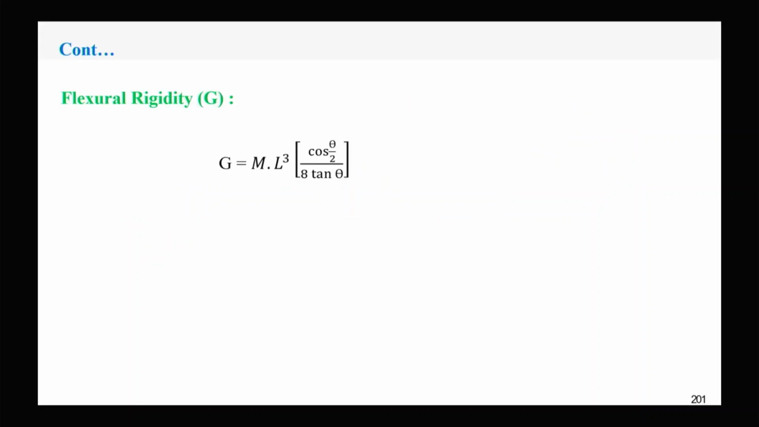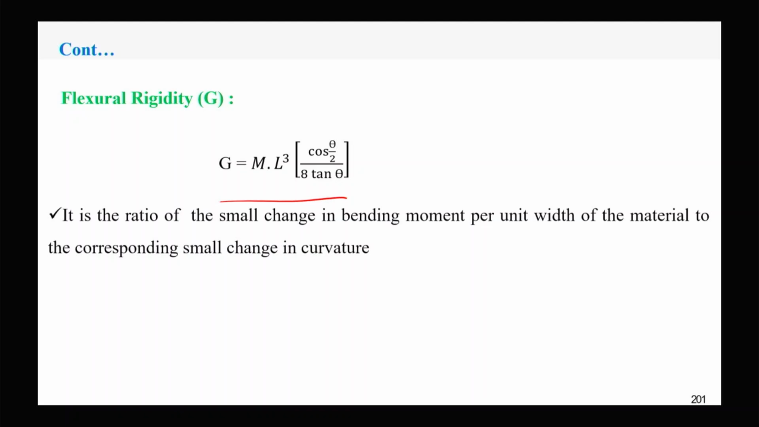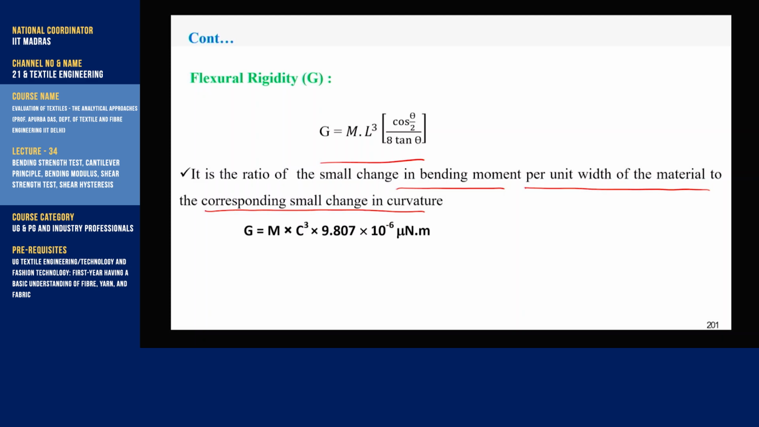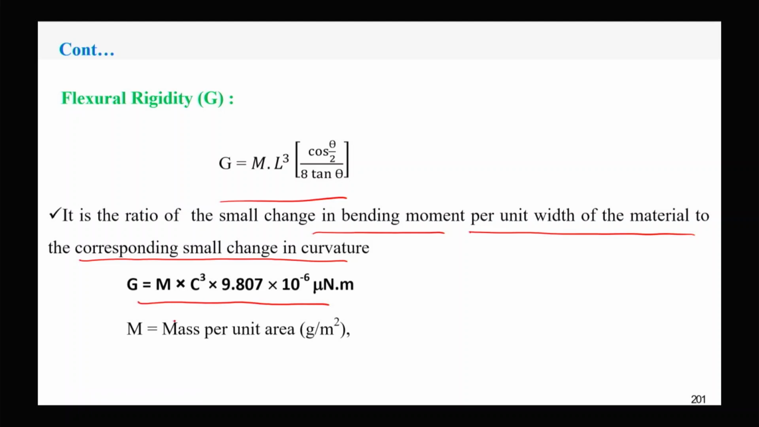Now flexural rigidity G is given by this relationship, as we have already seen. This is the ratio of small change in bending moment per unit width of the material to the corresponding small change in the curvature. And for unit conversion, we can get the bending flexural rigidity of textile by this relationship, where G equals M multiplied by C cube multiplied by 9.807 multiplied by 10 to the power minus 6 micronewton meter, where M is the mass per unit area of fabric in gram per square meter, and C is the bending length.